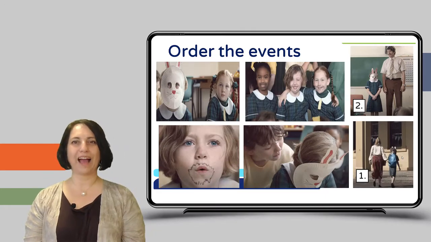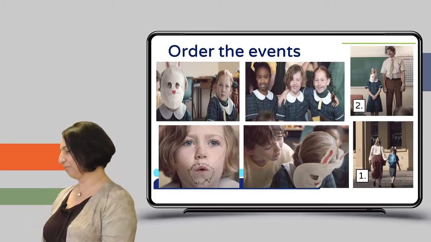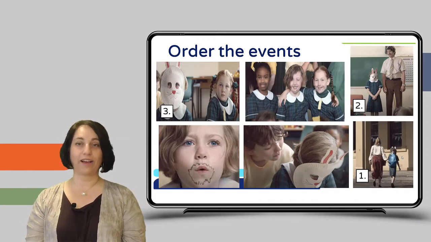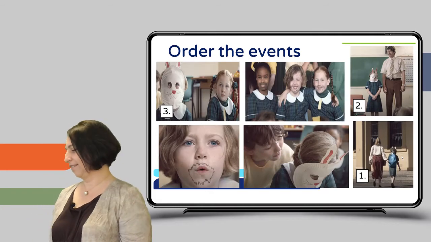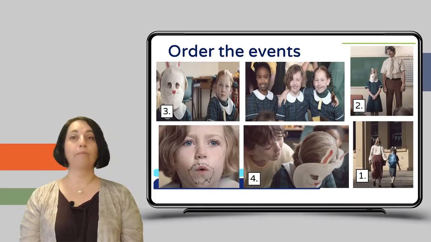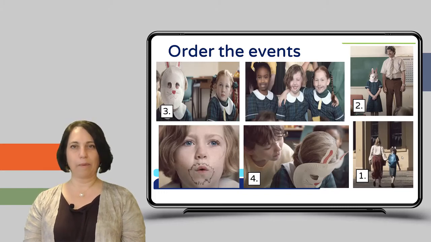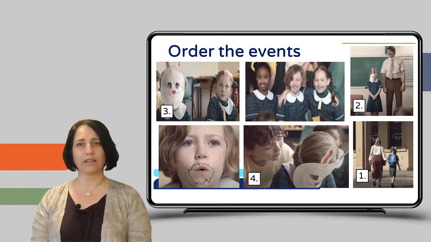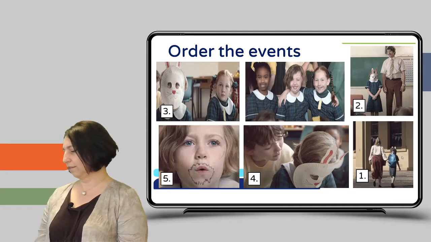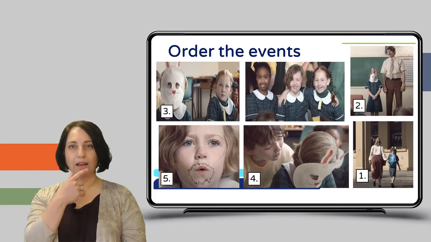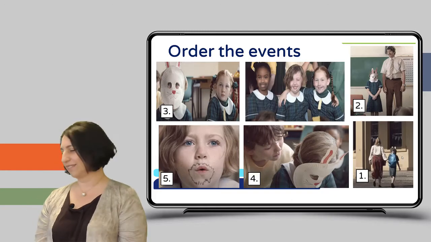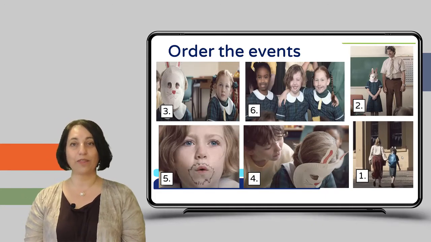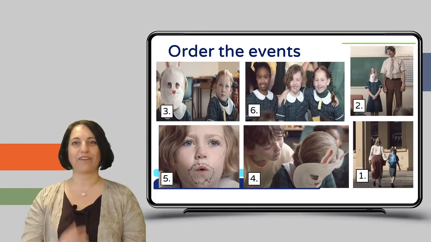And Annabelle was wearing a bunny mask, so it was a bit embarrassing. Number three, Annabelle sat next to her friend, or a girl, Bethany, right? The boy annoyed Annabelle. Remember, he wasn't very nice to Annabelle, and he said some very not nice things to Annabelle, and she was very upset. Everyone saw that Annabelle had a mark around her face. And finally, all the children had their photo taken with also marks around their face.